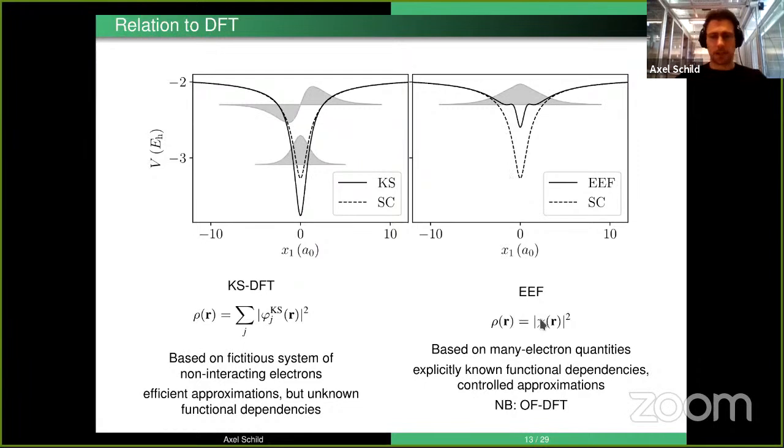Just as a side remark, if you do not include time and do not care about the vector potentials and about this interpretation of conditional wave functions, there's also orbital-free density functional theory, which is in principle based on the same potential, just using a different formalism.